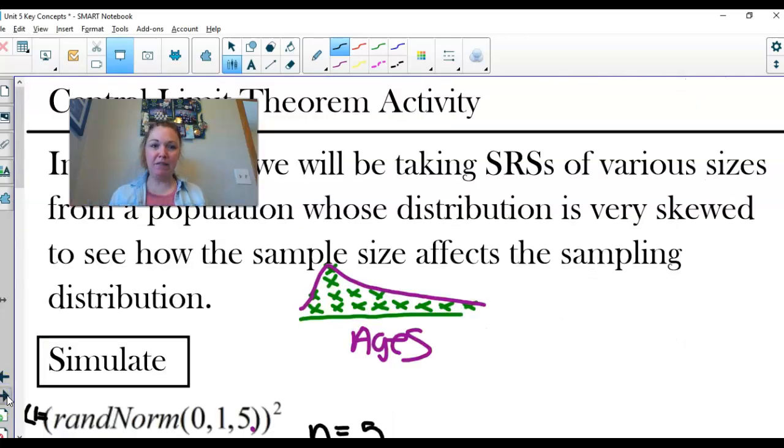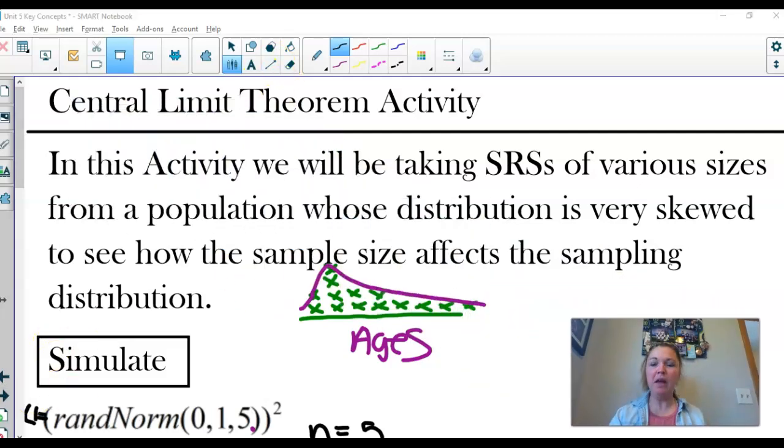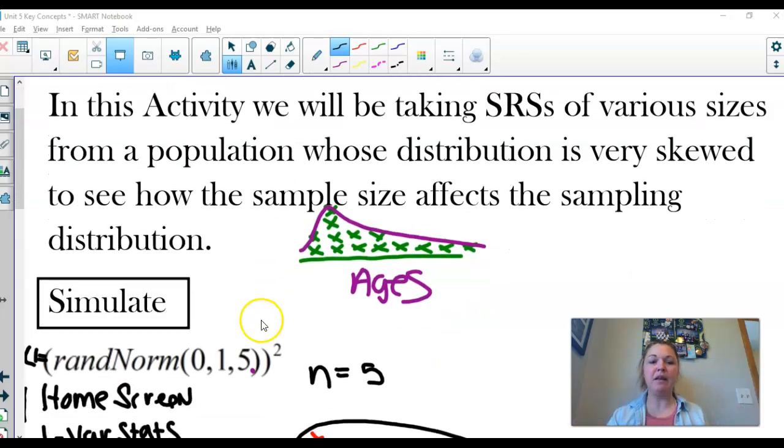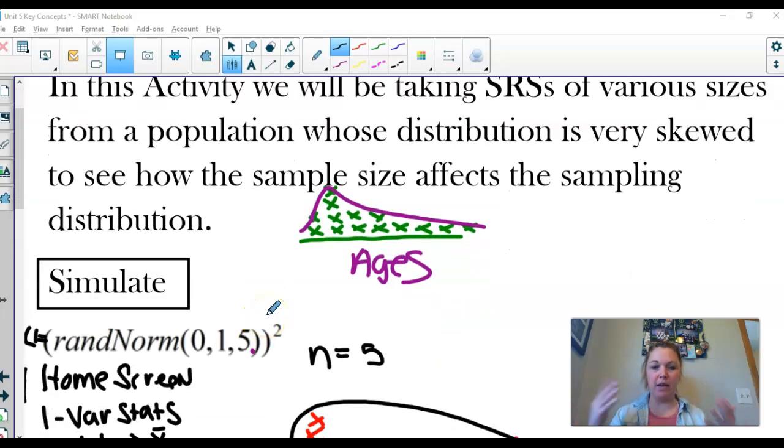This was an activity. I'm not certain that we did it this year in class, but I've done it in class before, okay? So I'm going to just read through it real quick. In this activity, you'll be taking an SRS of various sizes from a population whose distribution is very skewed. So I just said, hey, this is the ages of whatever, people in the room, doesn't matter, okay? So we have this big population. Imagine it's very big. Well, we're going to start taking a sample size, and this was a simulation we did, and I showed you how to do it, and we came up and we plotted what was happening.